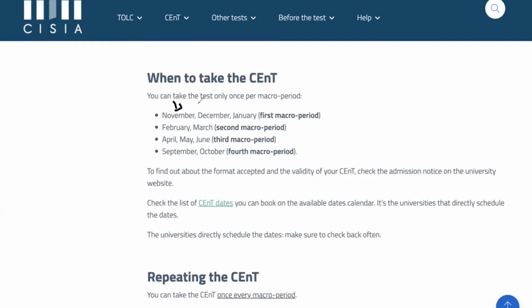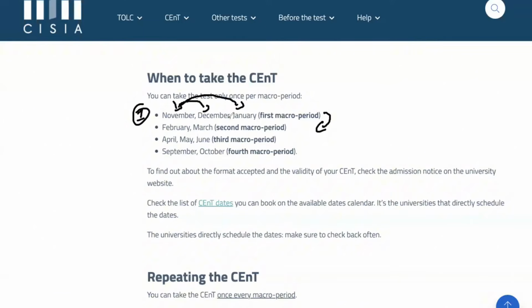So you will not have the opportunity to take it in December, or in January, because it is considered a first macro period. So if you already have taken the test in November and you want to retake it, you have to wait until the second macro period, which starts in February. Yeah, this is how it is.